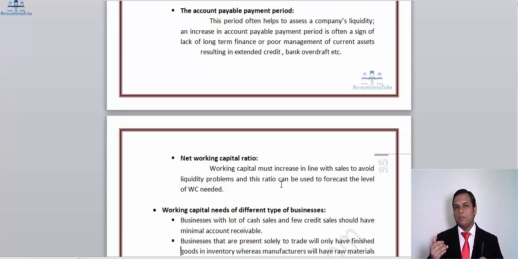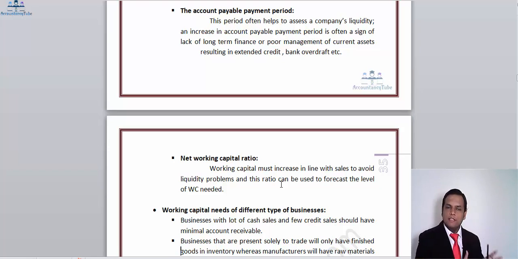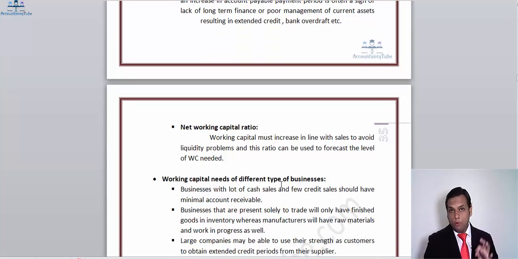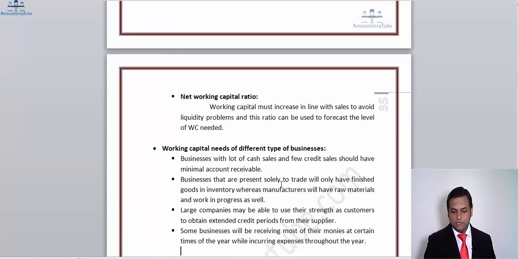Now, what this ratio should show is that it should increase parallel with the increase in sales, at almost the same percentage, more or less, but not with a significant deviation. What it does is fund the extra requirement of funds which is needed to generate those extra sales. Since sales are increasing, it's obvious that more resources need to be utilized and purchased to produce those products or services that need to be sold. And that's why more investment in working capital is needed.